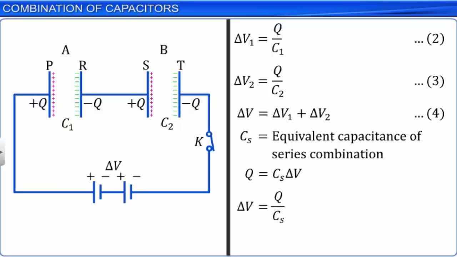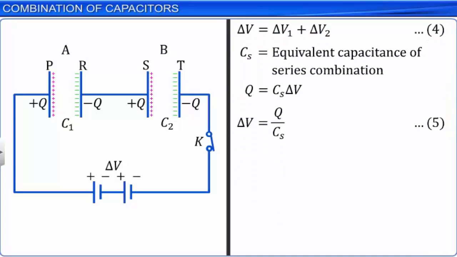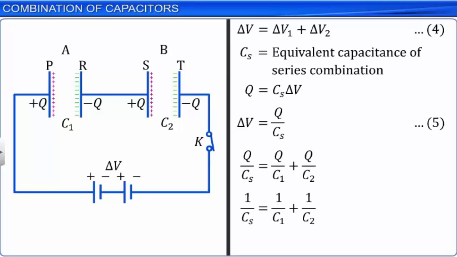Substituting equation 5, equation 2 and equation 3 in equation 4, we get Q by Cs is equal to Q by C1 plus Q by C2. On simplifying the expression, we get 1 by Cs is equal to 1 by C1 plus 1 by C2. Let this be equation 6. Equation 6 gives the relation between the equivalent capacitance for the combination of two capacitors connected in series and their individual capacitances. The equation can be extended for any number of capacitors with different capacitance values connected in series.